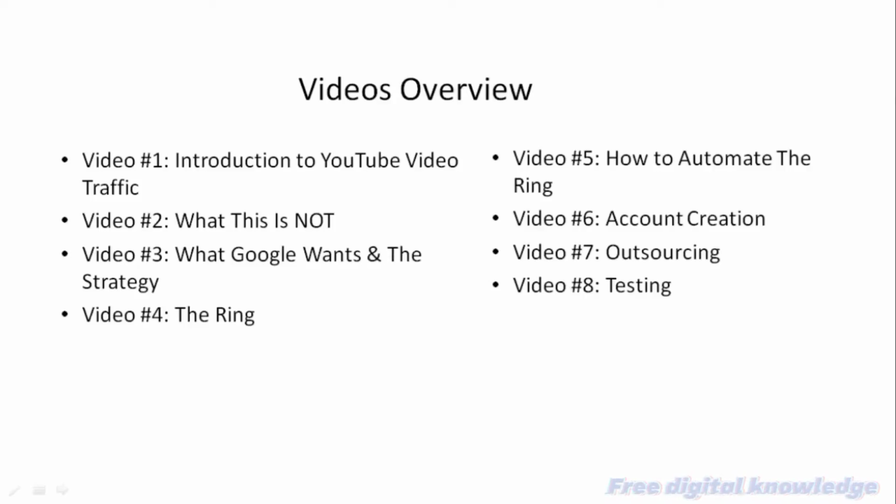Video number 3, we'll talk about what Google wants and the strategy. And then of course we'll dive into the strategy in video number 4, which is the ring. And we'll talk about how to automate the ring in video number 5. Video number 6, we'll talk about how to create accounts so that they don't get banned, so they last long term. And video number 7, we'll talk about outsourcing all that, because yes, it definitely is a tedious process, but once it's set up, it can really help you rank really well.